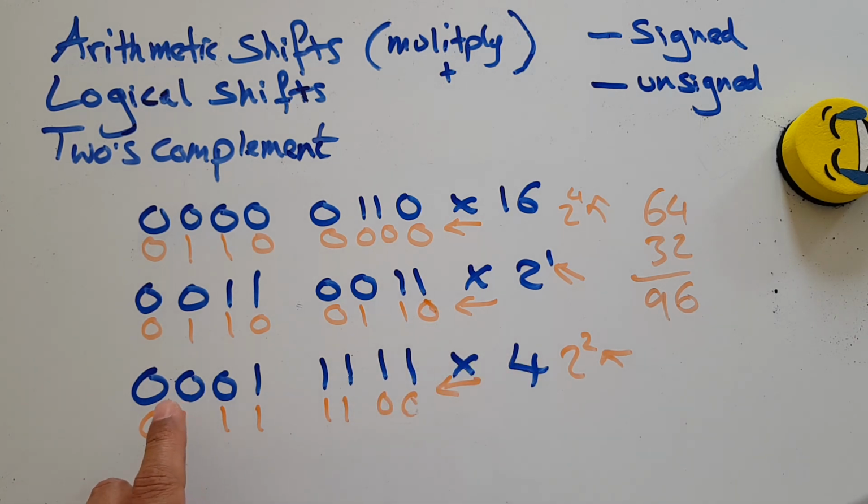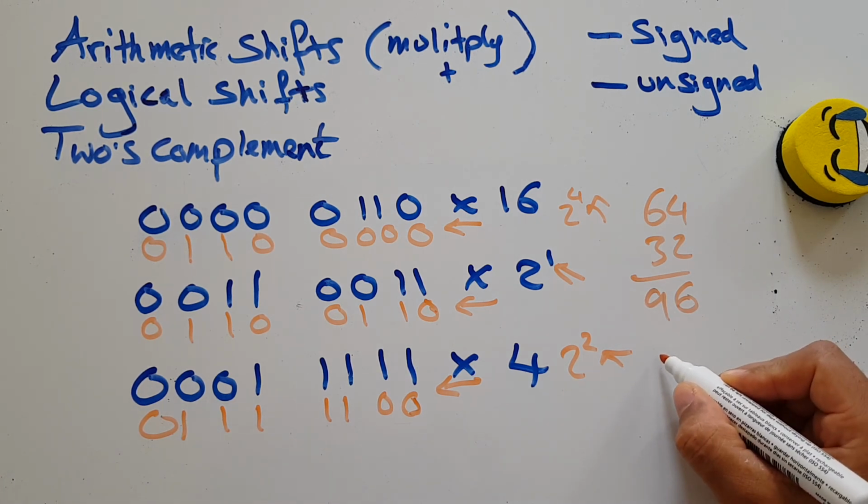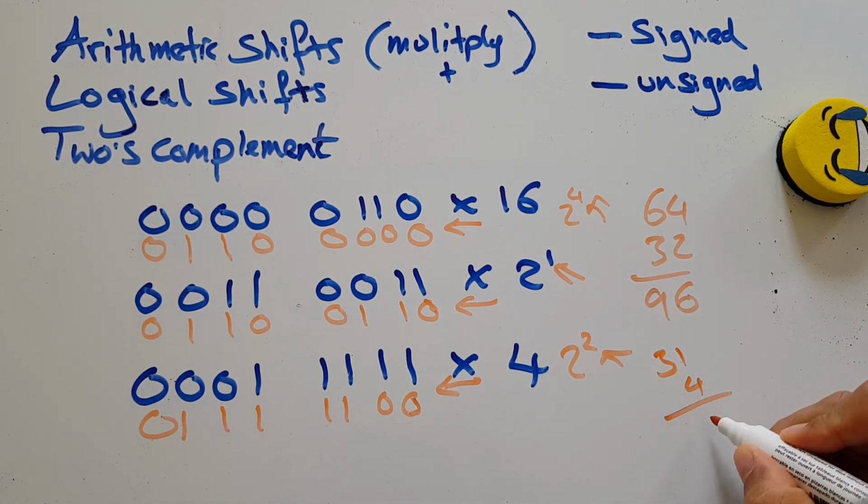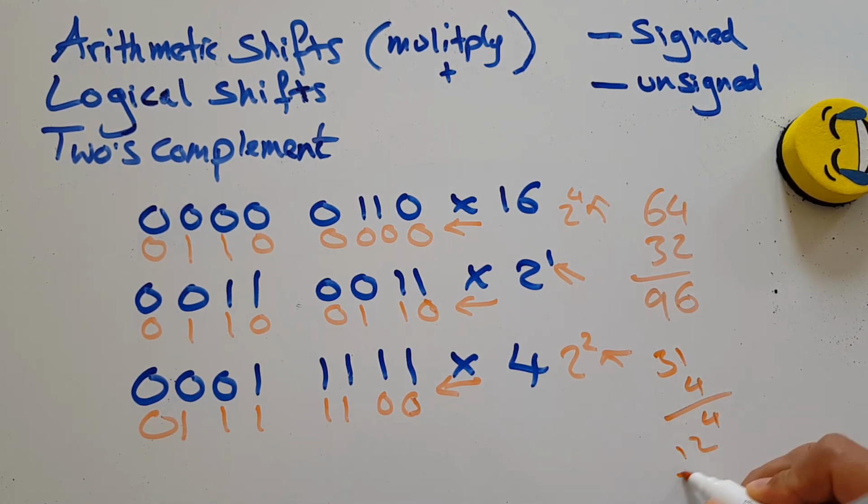And then lastly, we've got the binary for 31. What we're doing is multiplying it by 4. 31 times 4, and there's the answer. Which is 31 times 4. 4 ones are 4, 4 threes are 12. Yeah, 124.